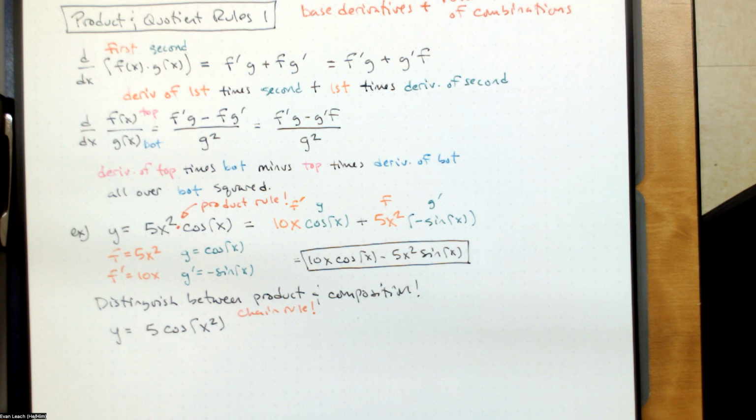What we have to notice here is that the outside function is the cosine, the inside function is x squared. So we're going to take the derivative of cosine of something.